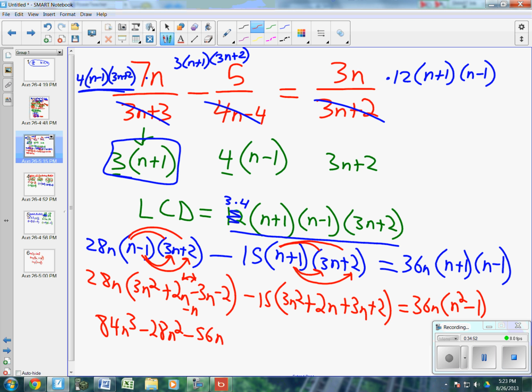56n. Over here, minus, now I'm going to distribute this negative 15. And I know that these two middle terms, 2n and 3n, add up to 5n, so when I get to that one, I'll do that. So 15 times 3 is 45, n squared. 15 times 5n is negative 75n. And negative 15 times 2 is a negative 30. And then equals 36n times n squared is 36n cubed minus 36n.